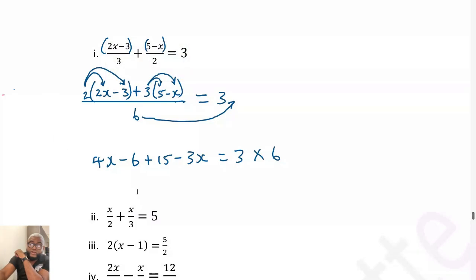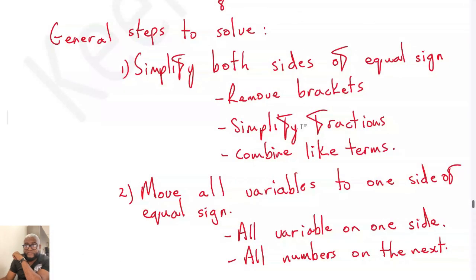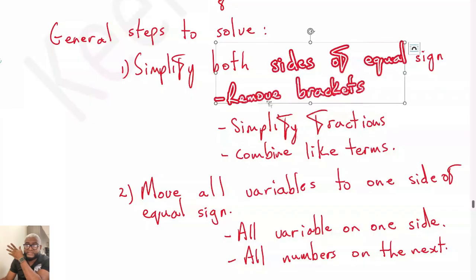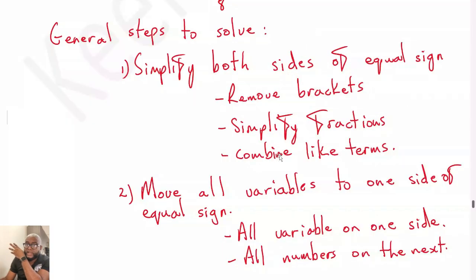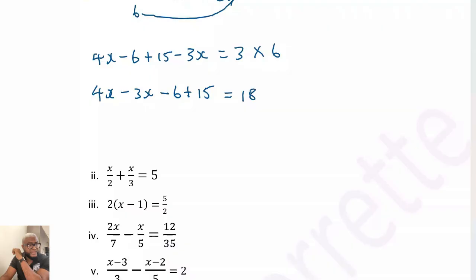So let me simplify. Everything right up here now, watch it. We say simplify fractions, we say remove brackets. These are the things you need to do in step 1. And then we're going to combine the like terms. So combining the like terms is going to be 4x minus 3x. Remember, this 3x is not going over the equal sign, so it doesn't have to change from minus to plus. And then this will be minus 6 plus 15, and this is equal to 18.